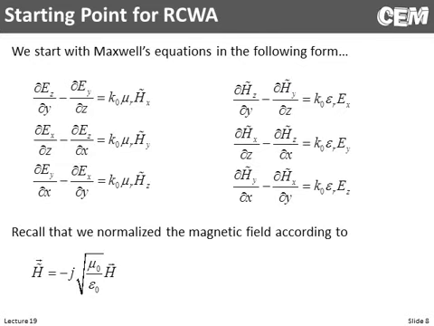So this should be a common starting point. We have Maxwell's equations, we've assumed isotropic materials, and we normalized the magnetic field by multiplying by the free space impedance, and we've also multiplied by minus j. Remember, that gives Maxwell's equations the symmetry that we're looking for. So this should be a very familiar starting point.